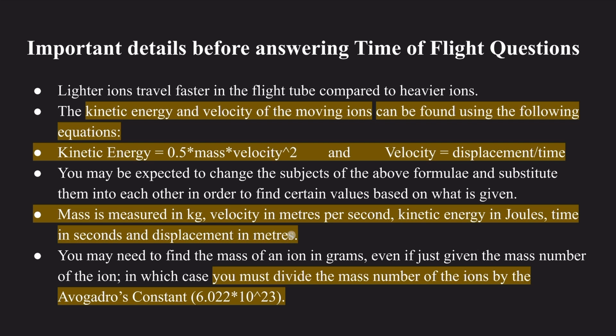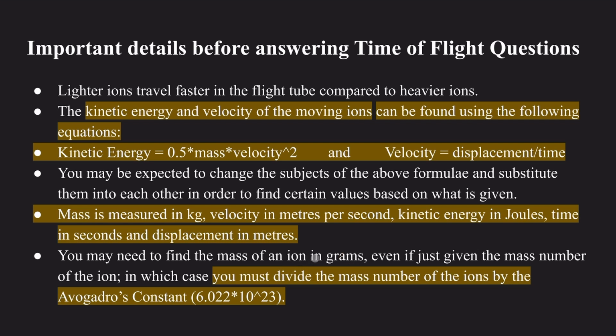So you may be given the mass number of a particular ion, and using this mass number, you will have to find the mass of the ion in grams, first in grams, obviously. The way you find the mass of the ion initially in grams is you divide the mass number by the Avogadro constant. We'll talk about this more when we do the moles series. This is equal to 6.022 times 10 to the power 23. So you divide the mass number by this Avogadro constant. That gives you the mass of the ion in grams.